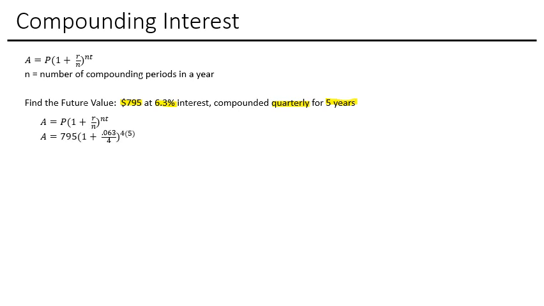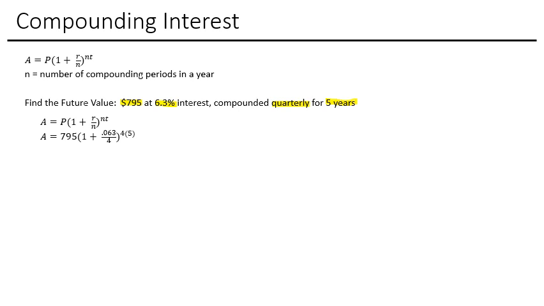So notice that 795 is my present value. I turned my rate of 6.3% into a decimal, 0.063, and it's divided by n, which is the number of compounding periods. Quarterly means there's 4 quarters in a year, so that would be 4. That n is repeated up here as an exponent, and then my total number of years is 5.